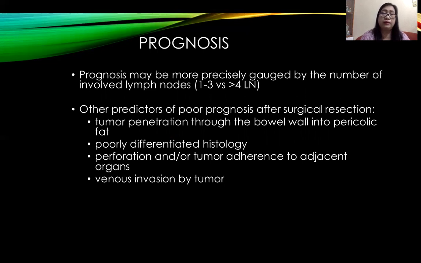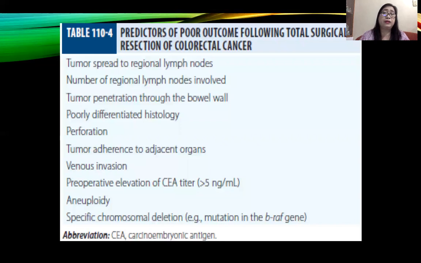So you have already what we call tumor adhesions to other organs. And if there is venous invasion by the tumor, that means that the tumor is already carried by your veins through other parts of the body, to other organs of the body. So these are the predictors. We already mentioned this.